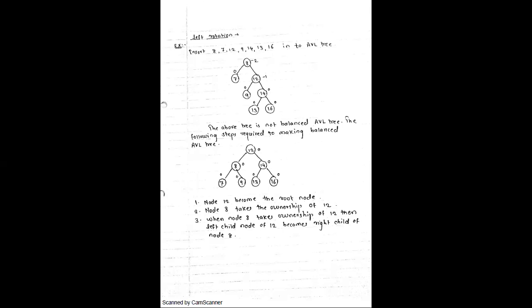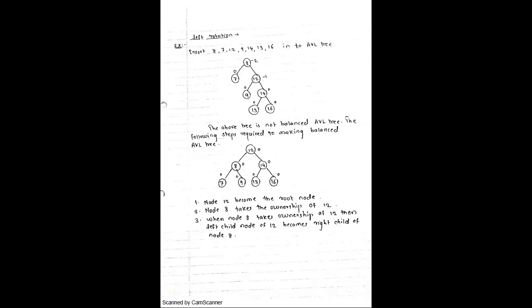Then 12, to the right. After that 9: left of 12. Then 14: right of 12. Then 13: left of 14. And 16: right of 14. In this way, we have constructed the AVL tree first, right?